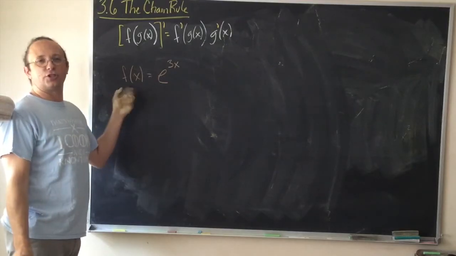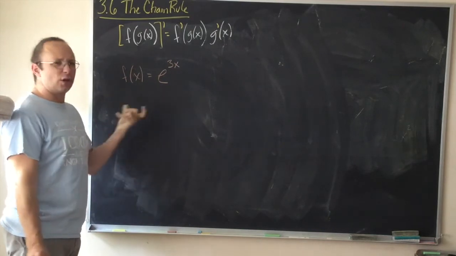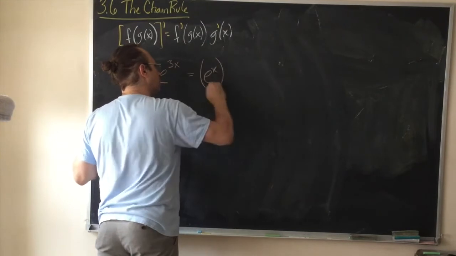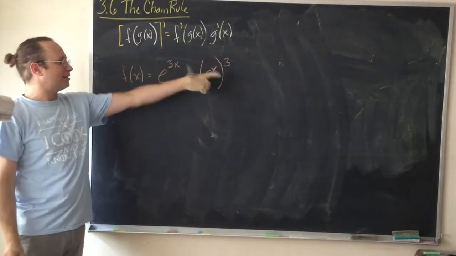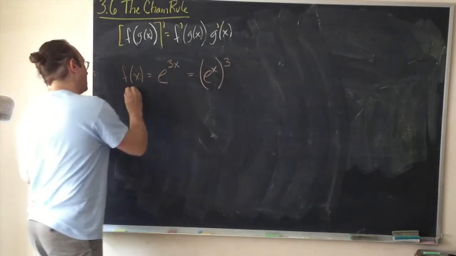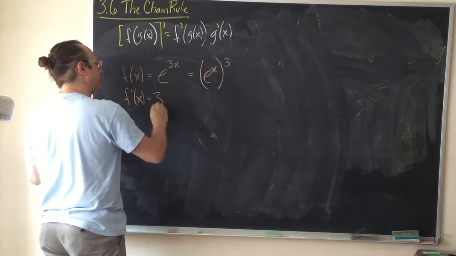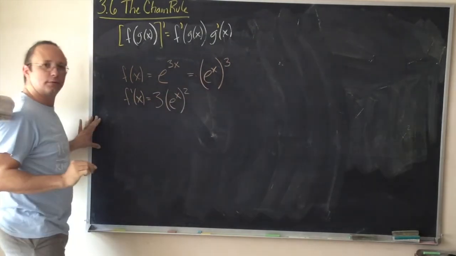So I'd like to consider the function f of x equals e to the 3x. And this may not look like two separate functions, but I'm going to rewrite this as e to the x cubed. So e to the x is on the inside, cubed. So if I want to take the derivative of this guy, the 3 is going to hop down. I'm going to get e to the x squared.